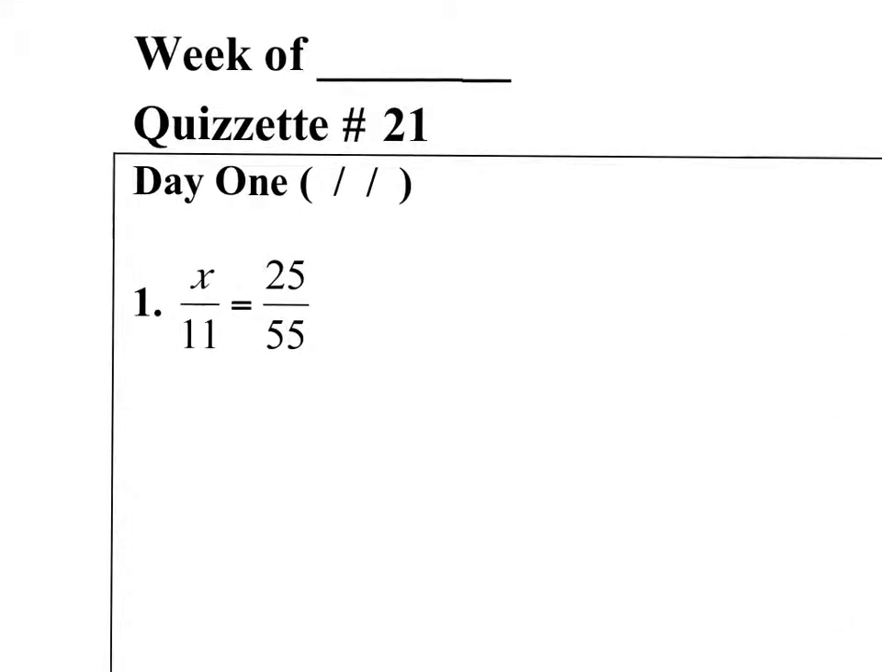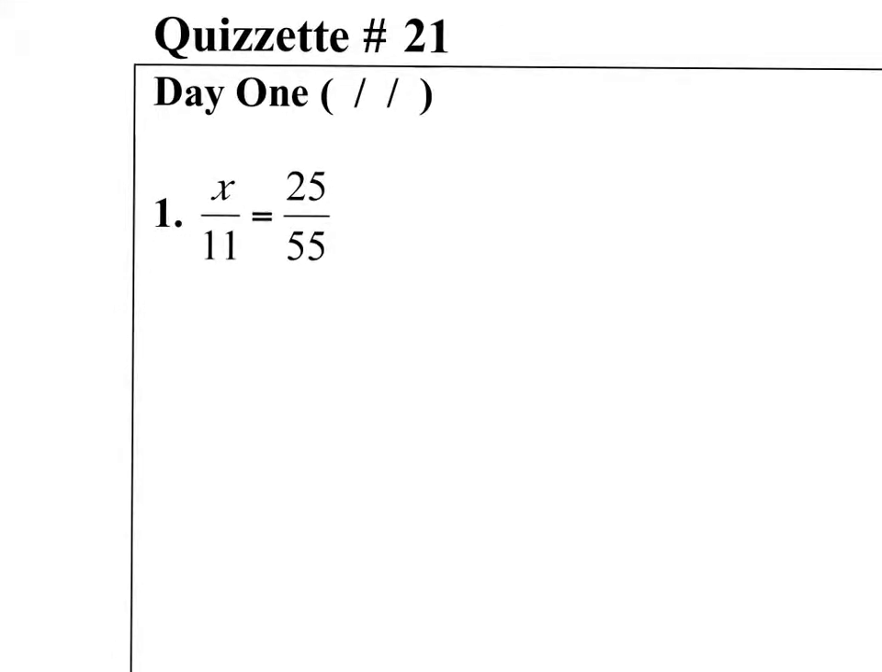x over 11 equals 25 over 55. We know that these two proportions will be equal, but we need to figure out what x is. And in order to do so, we need to use cross multiplication. And what cross multiplication means is we're going to cross multiply the terms that are diagonal from each other. We cross multiply 25 times 11, and that'll be our answer on the left side.